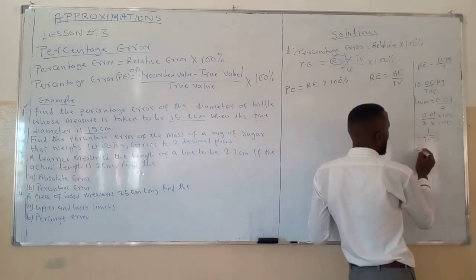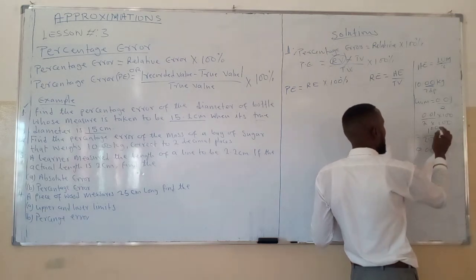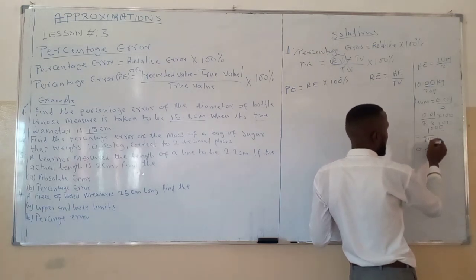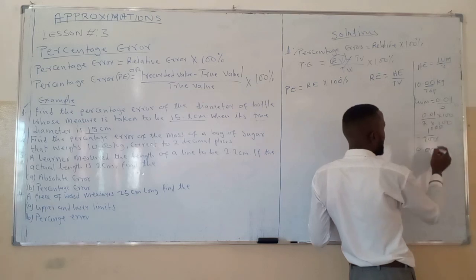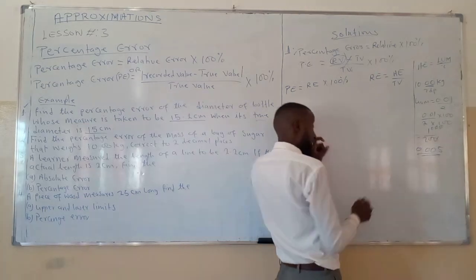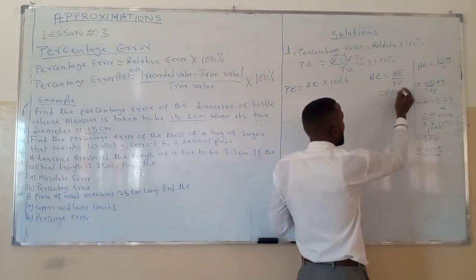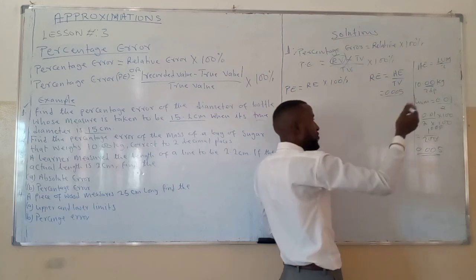We have 0 point, we add the 0, 0, another 0, 1000. Then 200 into 1000, we just cancel this and this. 2 into 10, we have 5. So the absolute error is 0.005. So we replace now here, we have 0.005 divided by the true value, which is the 10.00.